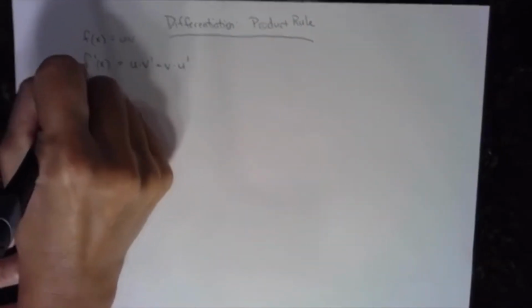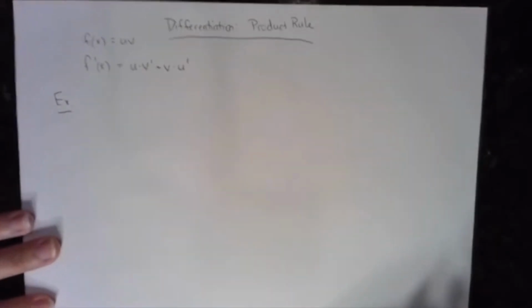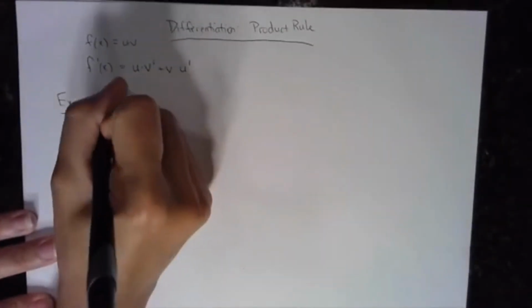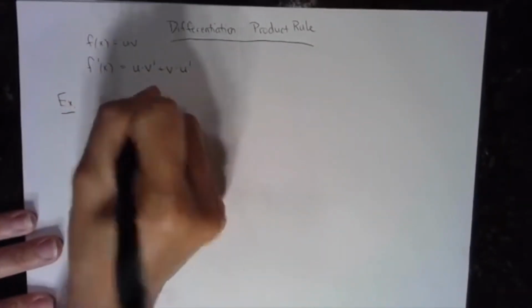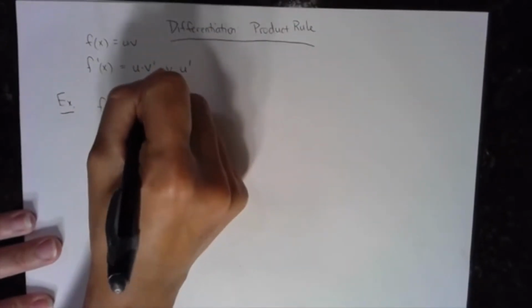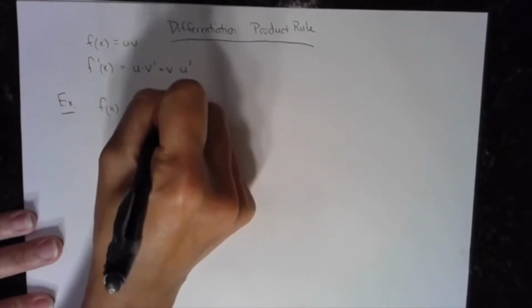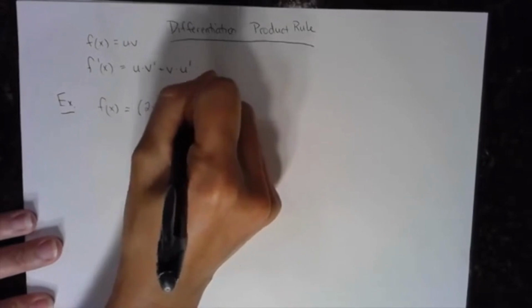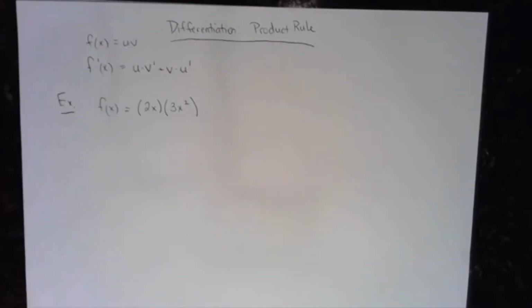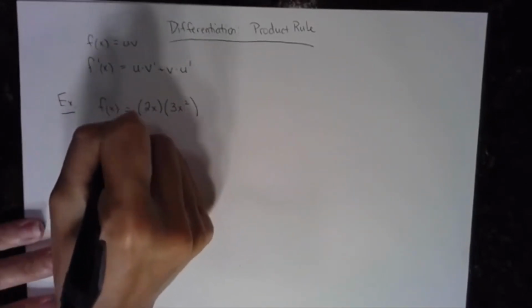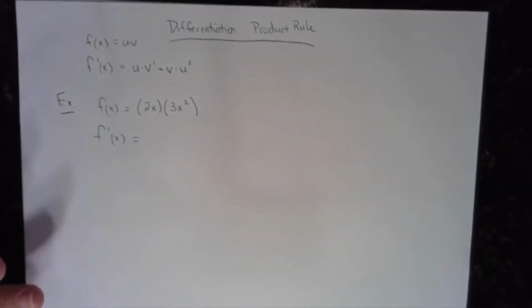So let's use what we're saying, okay? For example, you guys see that? Let's let a function be the product of, let's just make it easy, 2x times 3x squared, okay? And in order to do the product rule, you guys should know your basic power rule, which I hope you know by now. And if you don't, go check that video out. And I want f prime of x. And we're going to find the first derivative by using the product rule.